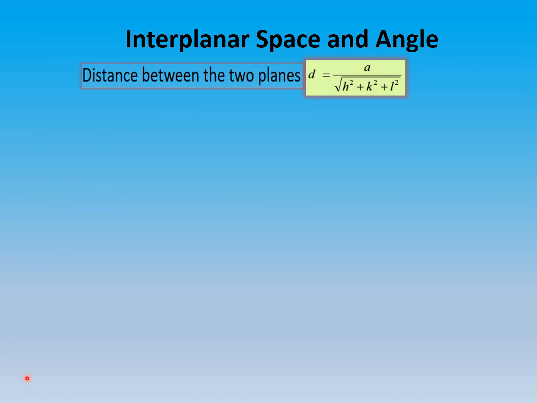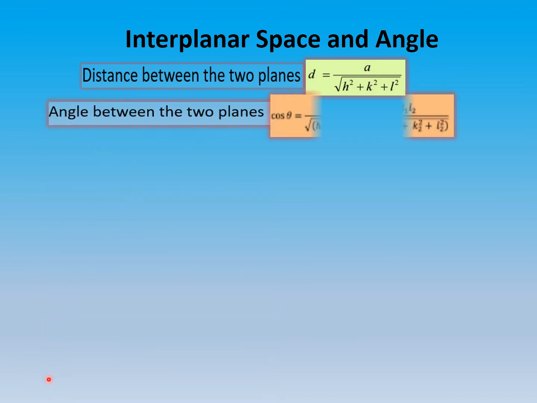And the next one, what is the angle between the two planes? What is the formula for the angle between the two planes? Cos theta is equal to h1 h2 plus k1 k2 plus l1 l2 divided by the root of h1 square plus k1 square plus l1 square, and the root of h2 square plus k2 square plus l2 square. So this is the formula for the angle between the two planes.